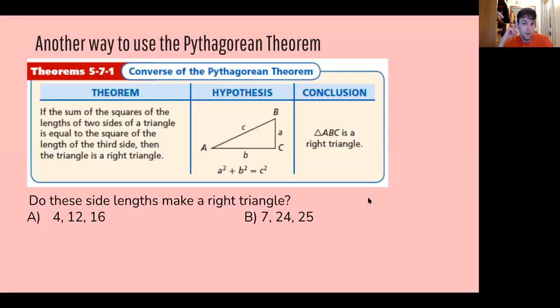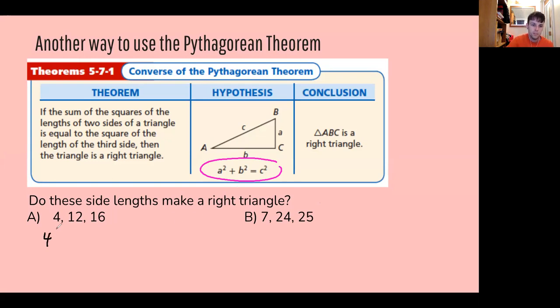All right, so another way that we can use the Pythagorean theorem is you can determine if 3 sides will actually make a right triangle or not. You just see if they satisfy the Pythagorean theorem. See if when you do a squared plus b squared, it does in fact equal c squared. If it does, then it's a right triangle. If it doesn't, it's not. So let's go ahead and try that.